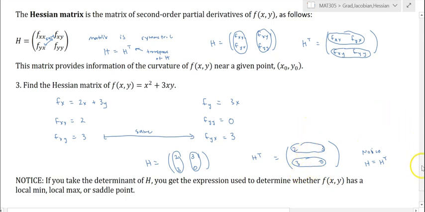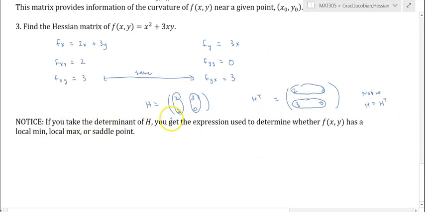All right, we're pretty much done here with this. Notice something interesting about the Hessian. If you take the determinant of H, which remember the determinant of a matrix that has components little a, little b, little c, little d, is ad minus bc. That's the determinant of A, which we would just write as the product of the diagonals minus the product of the off diagonal.